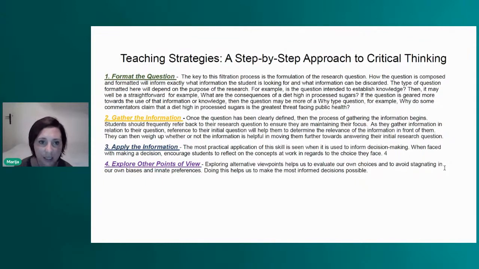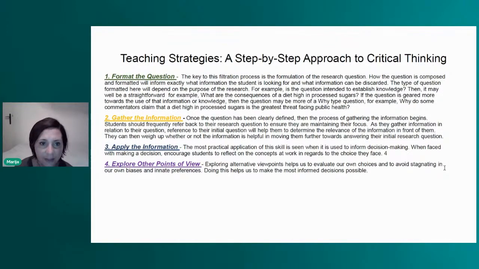If the question is geared more towards the use of that information or knowledge, then the question may be more of a why type question. For example, why do some commentators claim that a diet high in processed sugars is the greatest threat facing public health? Gather the information. Once the question has been clearly defined, then the process of gathering the information begins.